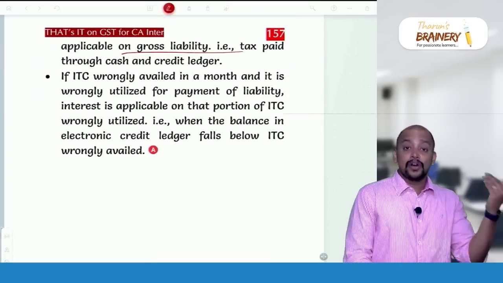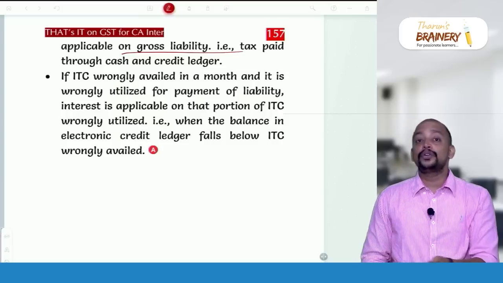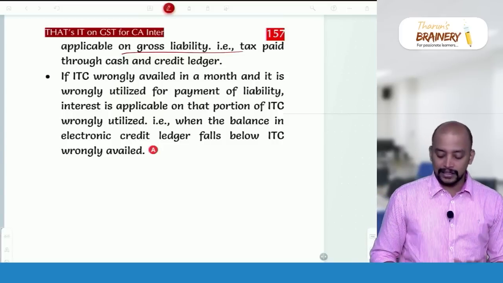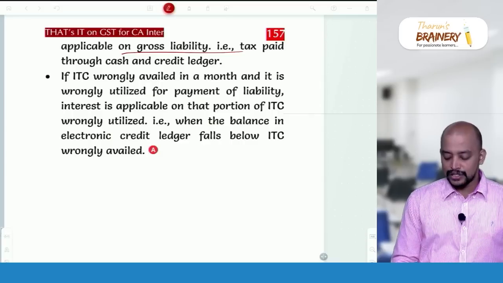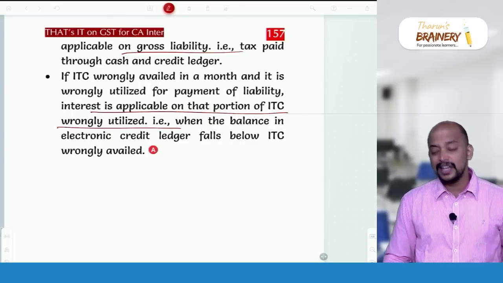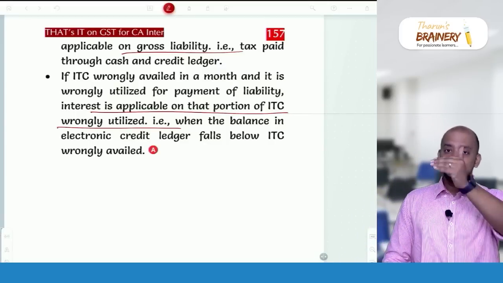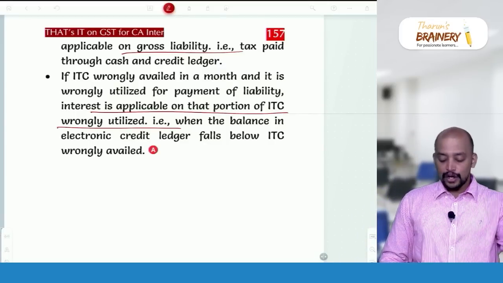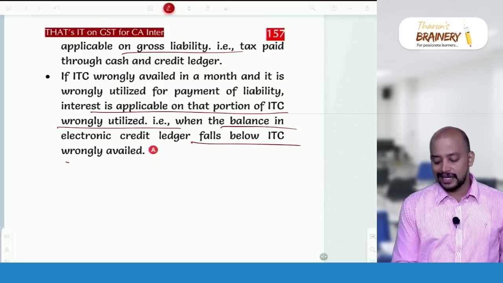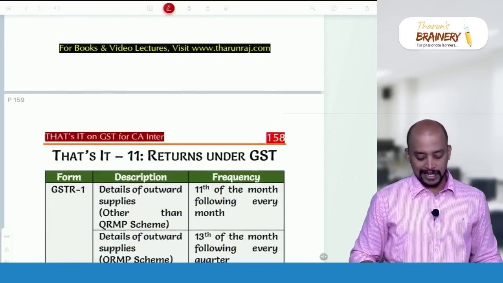Then ITC wrongly availed and utilized: we don't have to pay interest on the unutilized ITC, only on the utilized ITC we need to pay the interest. If ITC is wrongly availed in a month and it is wrongly utilized for the month, interest is applicable on the portion of ITC wrongly utilized. That is, it is called wrongly utilized whenever the balance in ITC falls below the wrongly availed ITC. So when the balance in ITC falls below wrongly availed ITC, it will be wrongly utilized. So that is an amendment in this case.